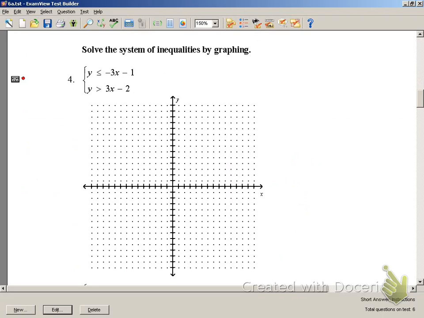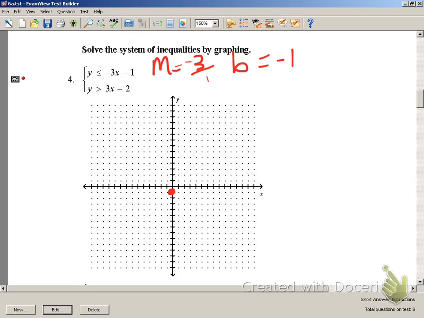So we're going to treat both of these independently, as if we did number 1. The only difference is we have a shading because they're inequalities. So with the first equation, y is less than or equal to negative 3x minus 1, I've got to find my slope. So the first equation, my slope equals negative 3 because y is by itself. Y-intercept equals negative 1. So at negative 1, I'm going to put a point.